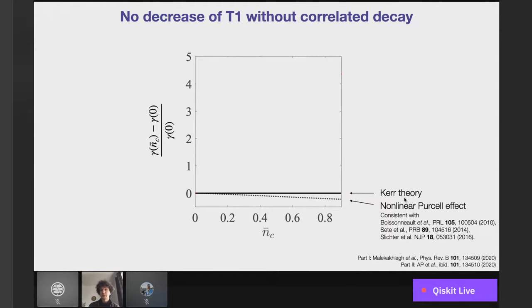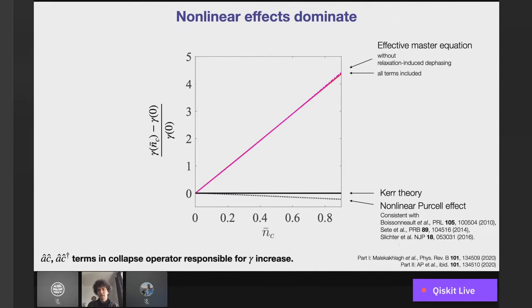If we removed from the master equation all of the nonlinear terms, all of these AC and AC dagger terms that I showed you before, then we would actually find that the rate decreases a little bit with drive. And this is really the nonlinear Purcell effect. It's consistent with all of those previous studies, which were done in a different perturbation theory than us. But that's comforting to know. But in addition to that, if we keep all of the terms in the master equation, we find that there's a drastic increase in the relaxation rate.